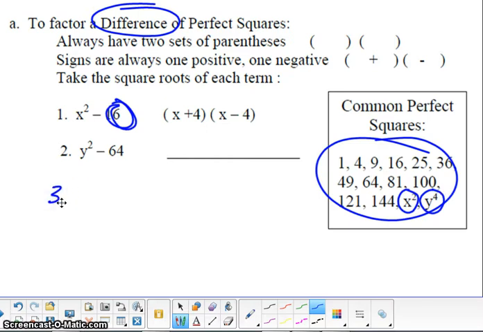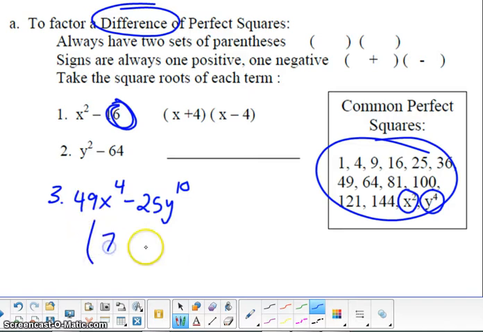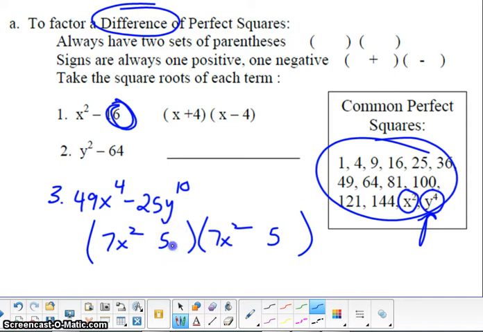Emphasize a couple more things, like this one, 49x to the 4th minus 25y to the 10th. So you've got to be careful with this one because of the two perfect squares on each end. So 7 would get split. X to the 4th would get split, as I mentioned before. Anything to the 4th would be a nice perfect square. 25 would get split, and y to the 10th gets split.